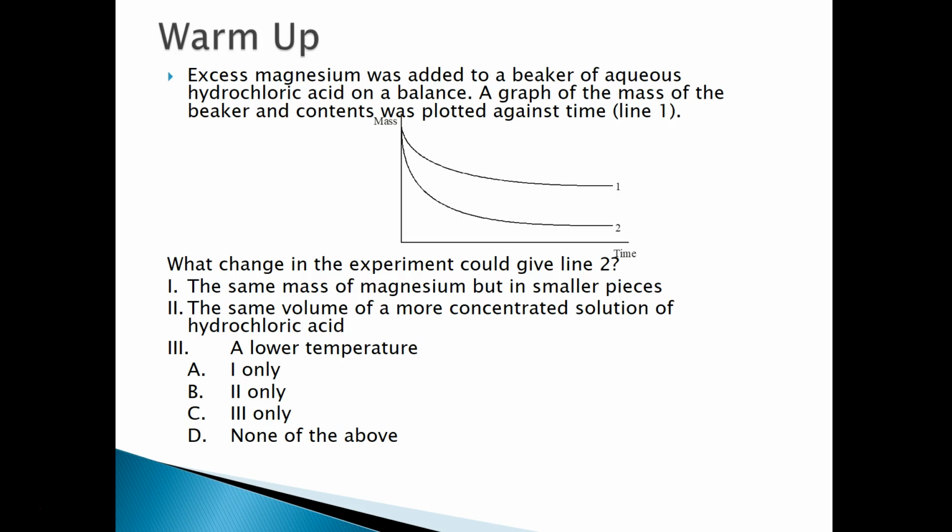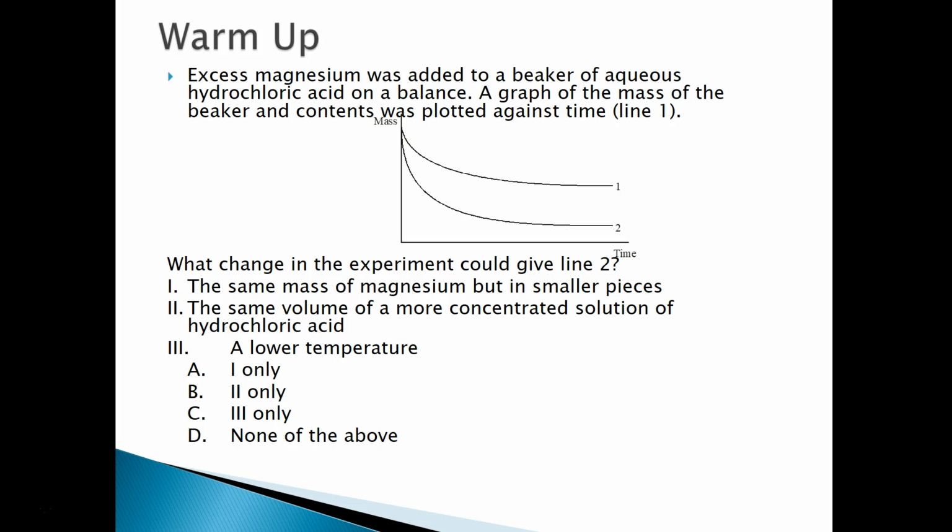We'll learn in Unit 8 that when you mix a metal like magnesium with an acid, you'll produce hydrogen gas. The hydrogen gas will escape the beaker, and so you'll see the mass decrease. The question wants to know what change in the experiment will give us line 2. Before we look at the choices, let's evaluate the two lines. If we look at line 2 versus line 1, we see that line 2 begins with a steeper slope.